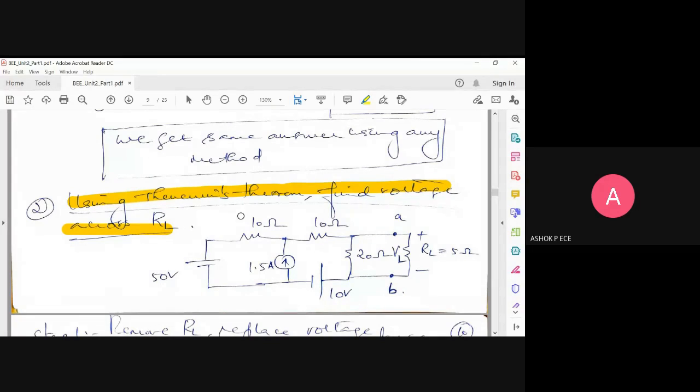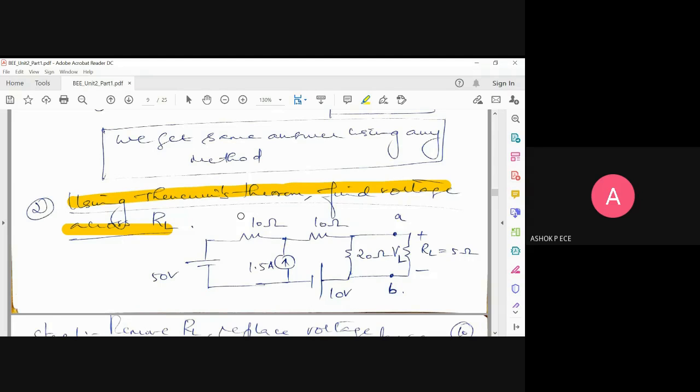So I am taking that terminal as AB. Across AB only you connect that RL, right? So AB is the terminals across which your RL is connected. See the diagram carefully. It has 3 voltage sources and 4 resistors you have.